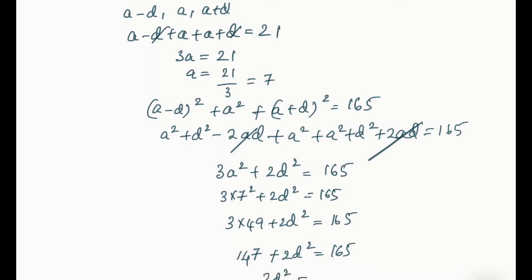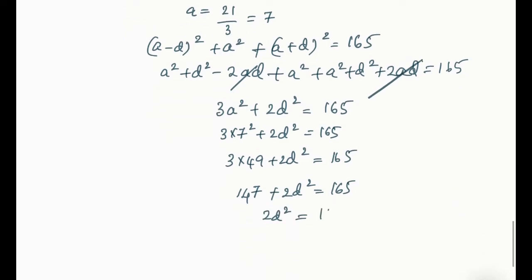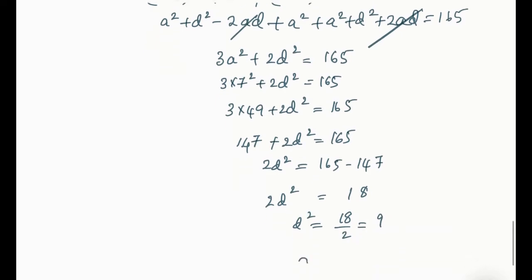So 2d square equals 165 minus 147. What is 165 minus 147? That is 18. So 2d square is equal to 18, and d square is equal to 18 by 2, that is equal to 9. Therefore d is equal to root of 9, that is equal to plus or minus 3.